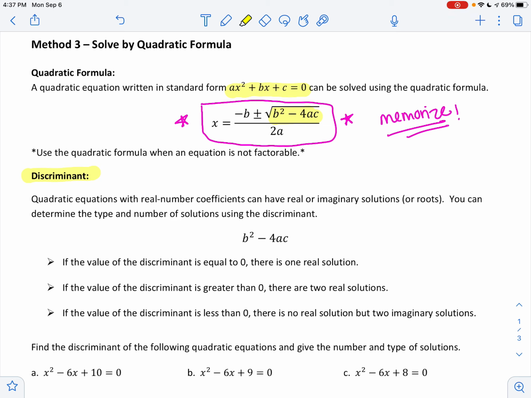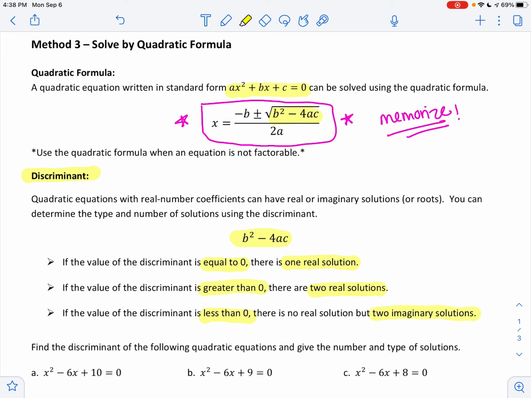Quadratic equations with real number coefficients can have real or imaginary solutions. You can determine the type and number of solutions by using the discriminant. The discriminant is b squared minus 4ac. If the value of the discriminant is equal to 0, there will be one real solution. If the value of the discriminant is greater than 0, then there will be two real solutions.